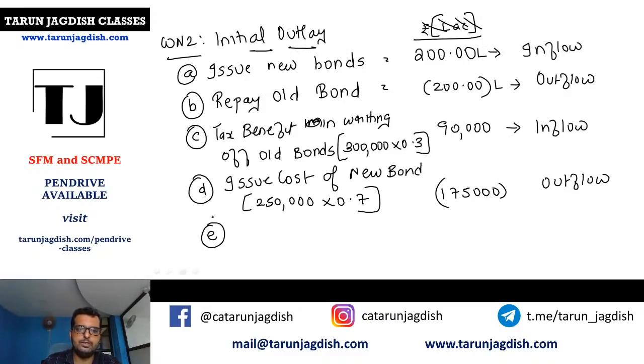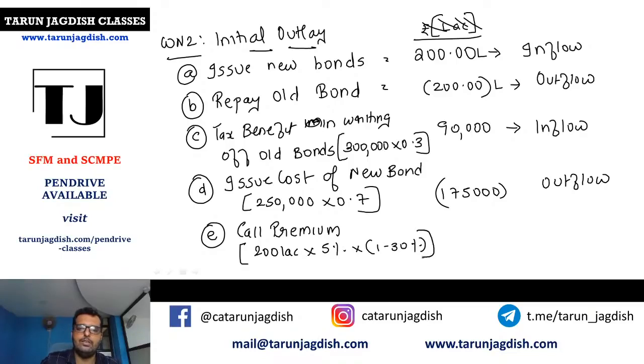Call premium 5%. Friends, call premium is what? Is it an inflow or is it an outflow? It is an outflow. It is basically calling the old bond. So when I called the old bond, I will end up paying a premium on that. So the formula will be 200 lakhs into 5% into 1 minus 30%. I will take the tax benefit also. So I'll get the answer as 7 lakhs over here. This 7 lakhs also will be my outflow.